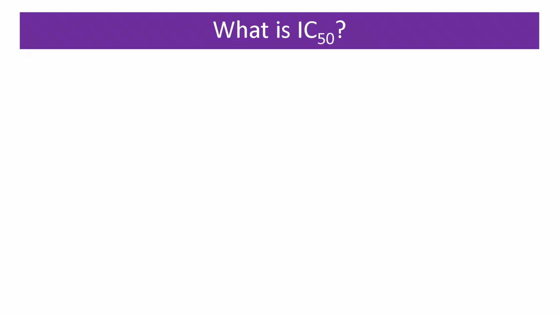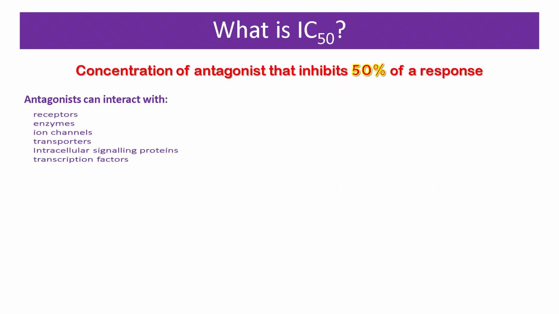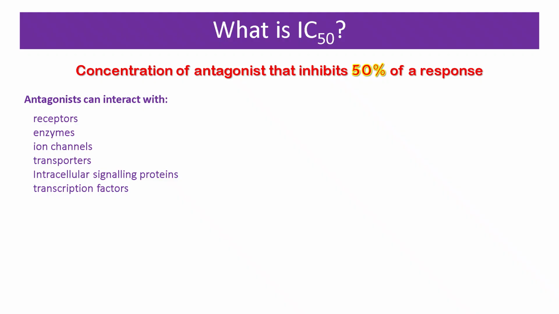In pharmacology, IC₅₀ describes the concentration of an antagonist that produces a 50% reduction in a measured response within a specific experimental system. Antagonists can act at a range of biological targets, including receptors, enzymes, ion channels, transporters, intracellular signaling proteins, and transcription factors. The response used to quantify inhibition can vary widely.